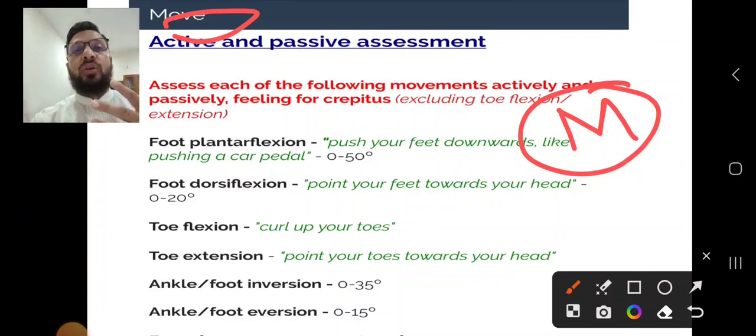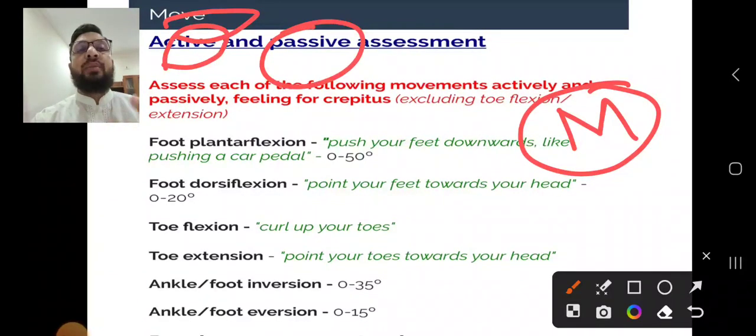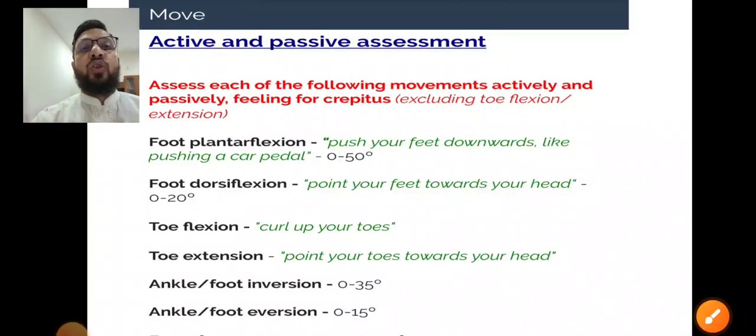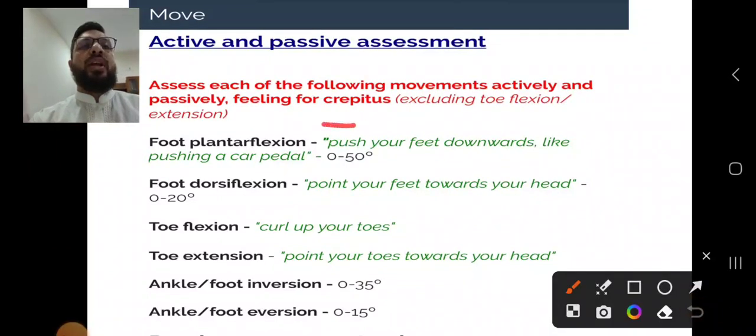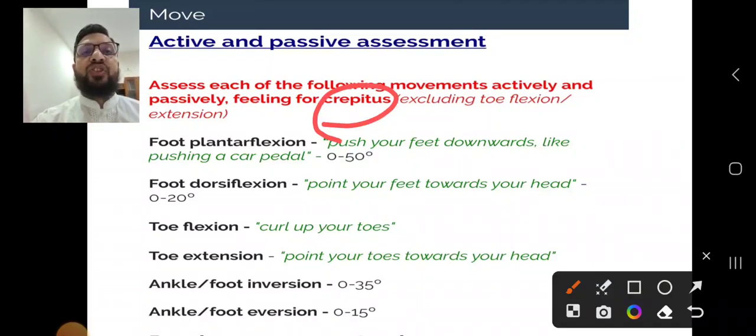And this is very important, and there are two types of movements. Number one is the active and number two is the passive, and you have to assess for both. Along with that you will have to ask for and feel for the crepitus. So first of all, you will ask the patient for the foot plantar flexion.